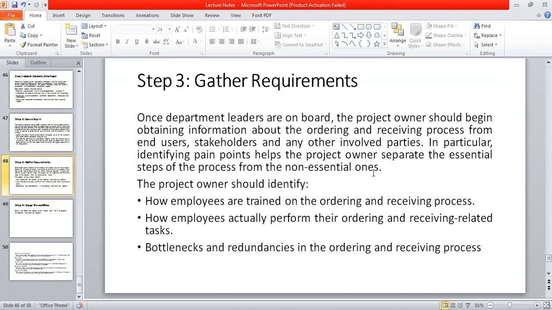helps the project owner separate the essential steps of the process from the non-essential ones. So the project owner should identify how employees are trained on the ordering and receiving process, how employees actually perform the ordering and receiving related tasks, and the bottlenecks and redundancies in the ordering and receiving process. This is step 3.